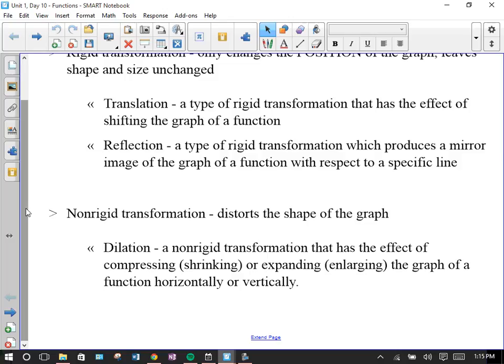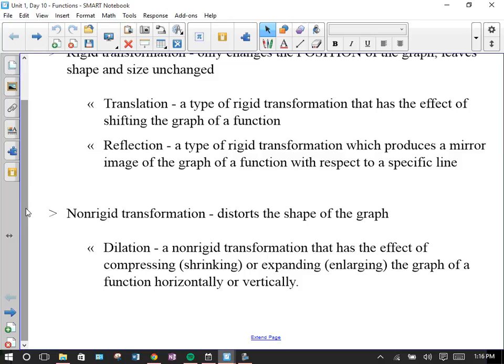Now you have non-rigid transformations. Non-rigid transformations are where functions change shape or size. Alright? And it distorts the shape of the graph. And one we're going to be talking about is dilation. It's a non-rigid transformation that has the effect of compressing or shrinking.